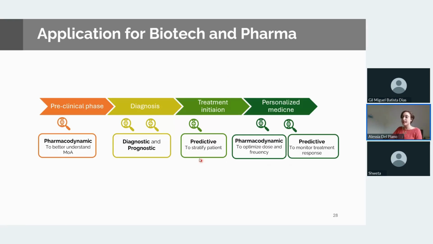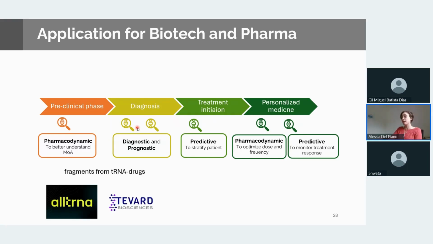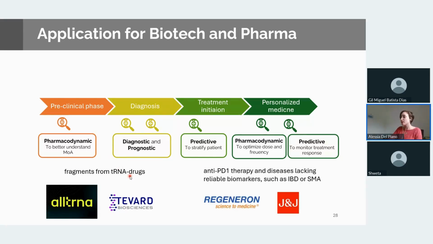Overall, we can say that tRNA fragments may be integrated at different stages of the biomarker and drug discovery pipeline, from the preclinical phase, where they are actually already used by some companies that are developing tRNA-like drugs, but they can also serve as a predictive biomarker for all those diseases that are lacking reliable molecular signatures.